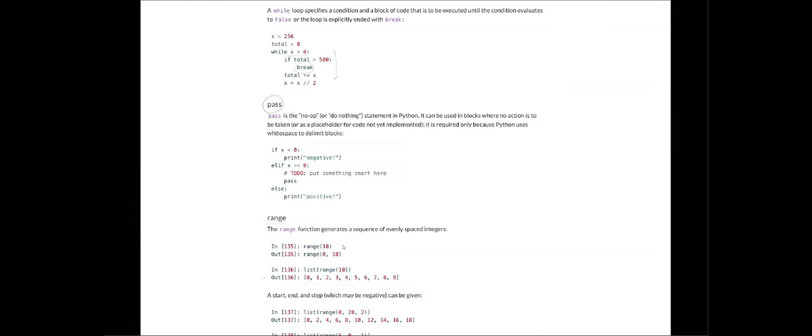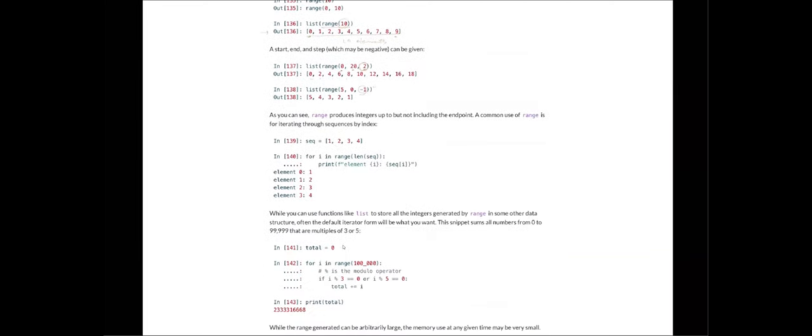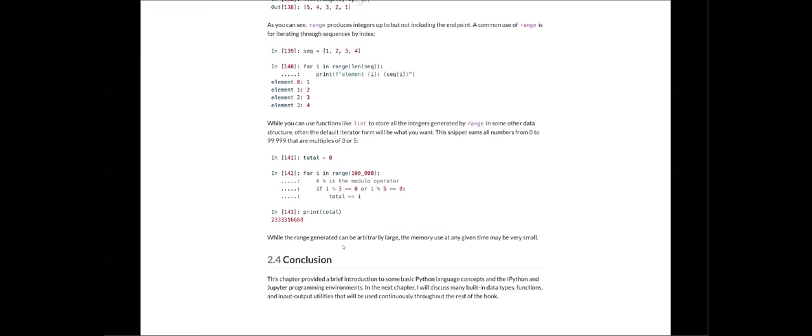So when you say range of 10, it does not include the 10. It starts from 0 and goes to 9. Okay, and these are all 10 elements. Just make sure of this. And then you can also specify the start, end, and the interval. Like 2 is the interval, like 0, 2, 4, 6. And then minus 1 is also the same thing, going backward. It is also like the sequence function in R.